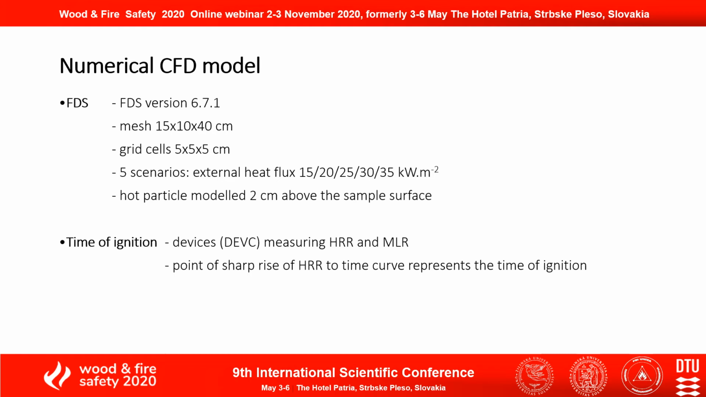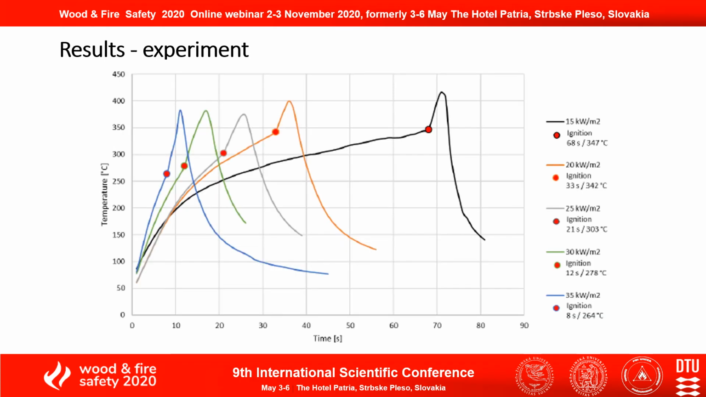To predict the ignition time of the sample, devices measuring heat release rate and mass loss rate were modeled. The start, or the point where the sharp rise of the HRR to time curve starts, represents the time of ignition. In the shown figure, results from the experimental measurements are shown.